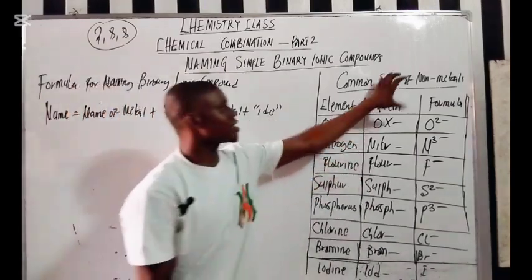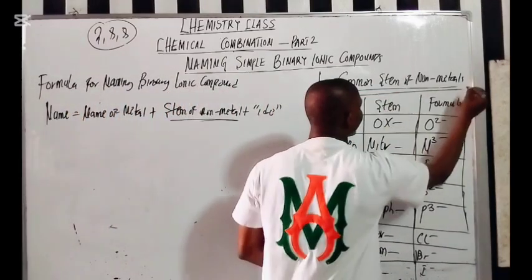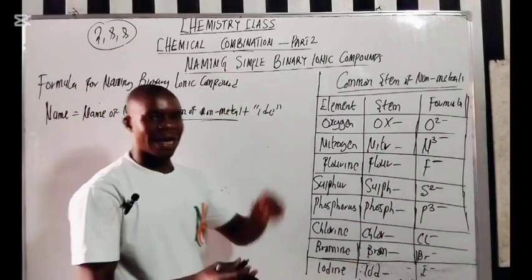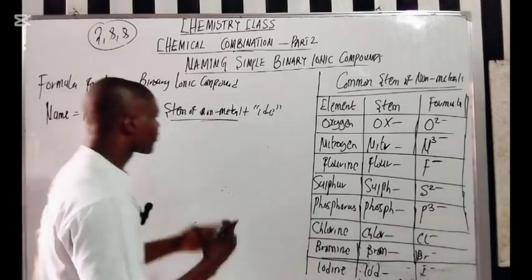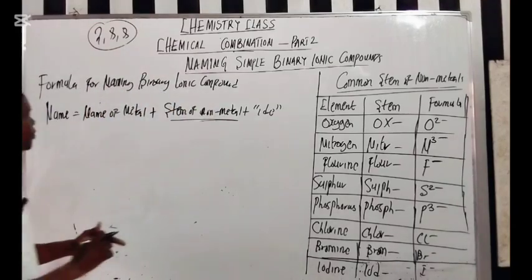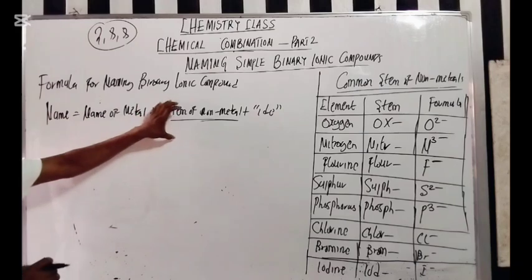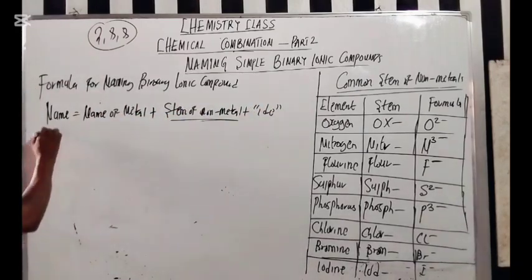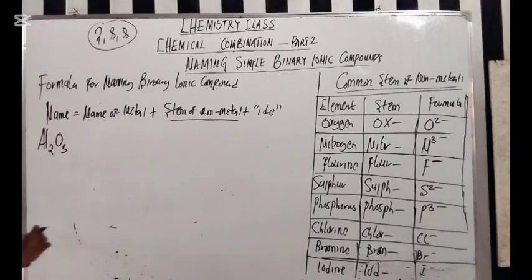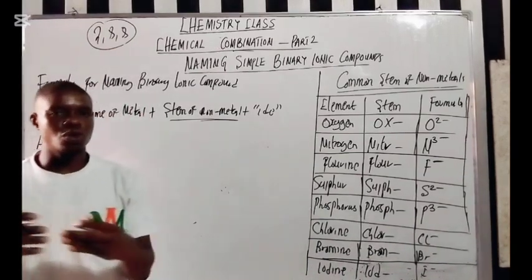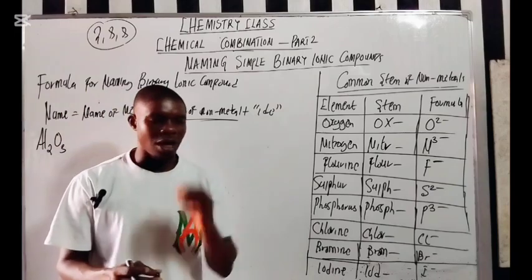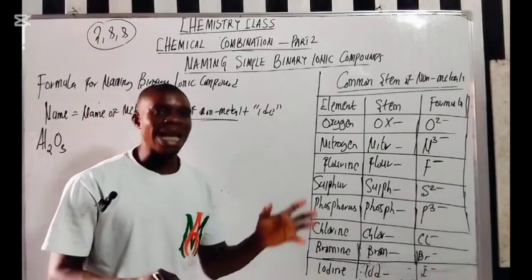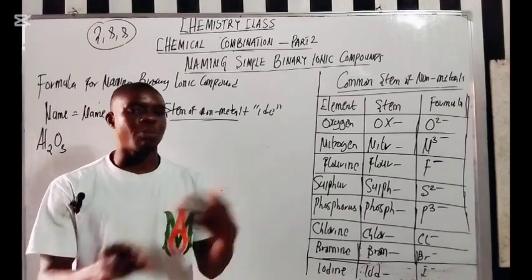So these are the common terms you always make use of when it comes to simple binary ionic compounds. Now, let's apply this formula: name of metal plus stem of non-metal plus IDE. Let's take this one here, Al2O3. How do you know it is an ionic compound? An ionic compound is a combination of metal and non-metal.